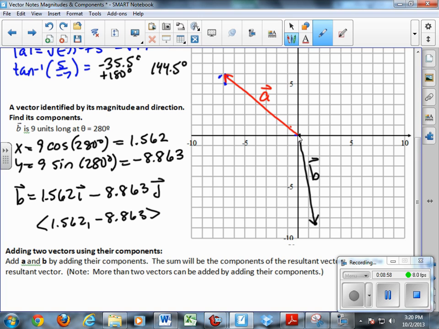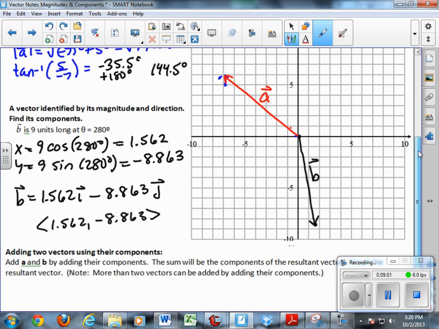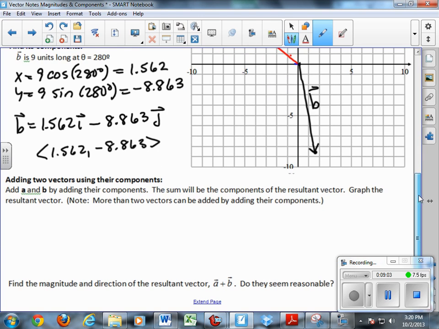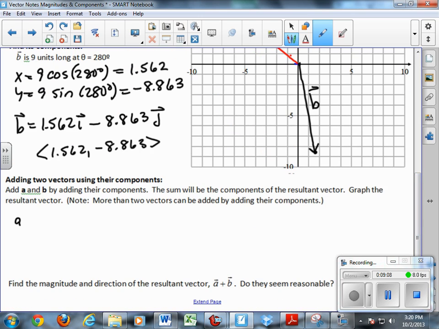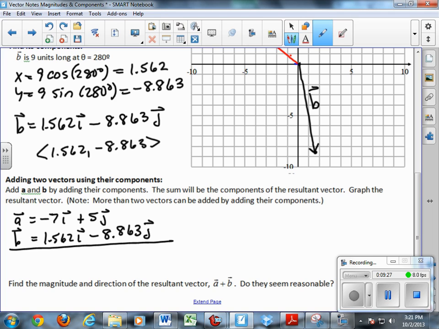Now, if I want to add two vectors, the easiest way is to add their components. So I can say vector A is negative 7i plus 5j. Vector B is 1.562i minus 8.863j. Now to add those, I just add their x components and I add their y components, and the resulting sum are the components of the vector sum.